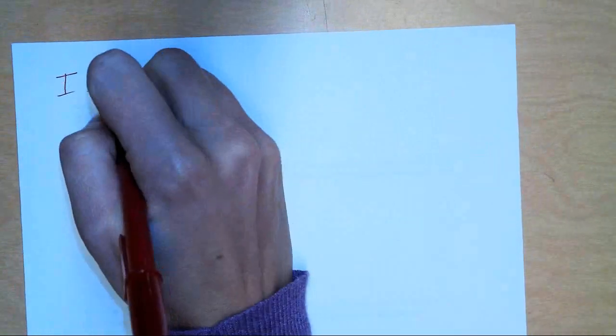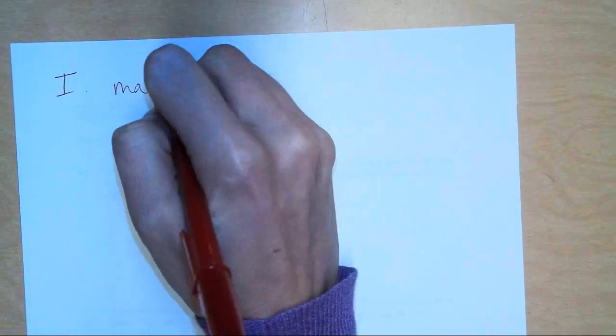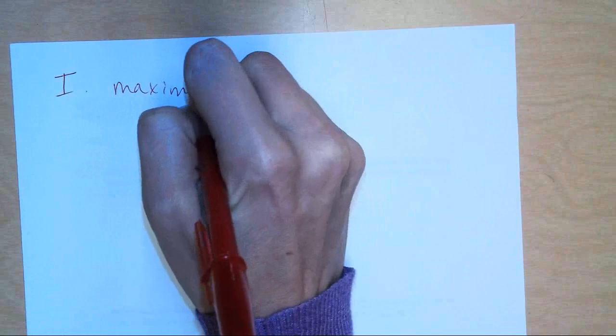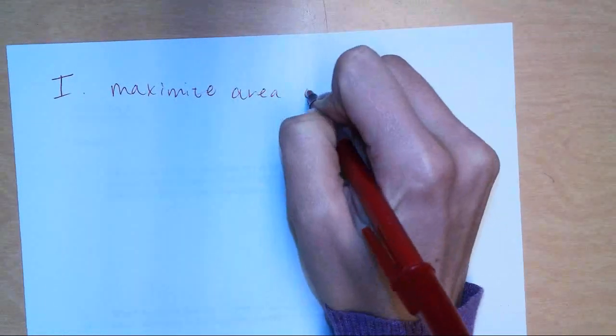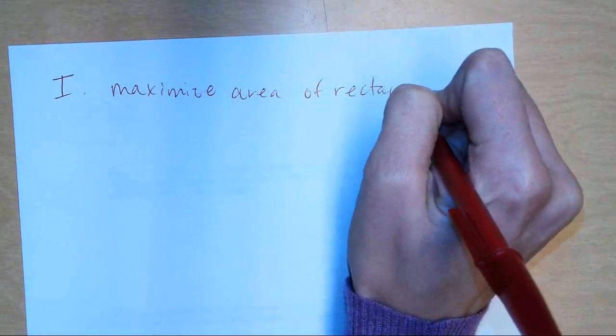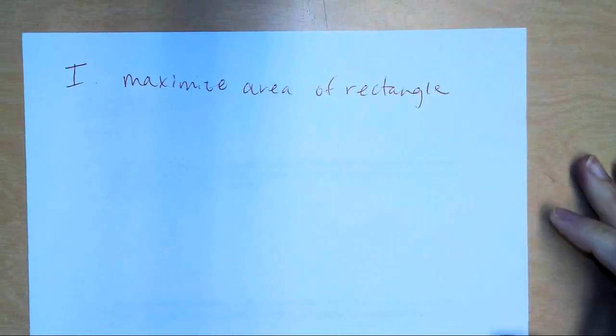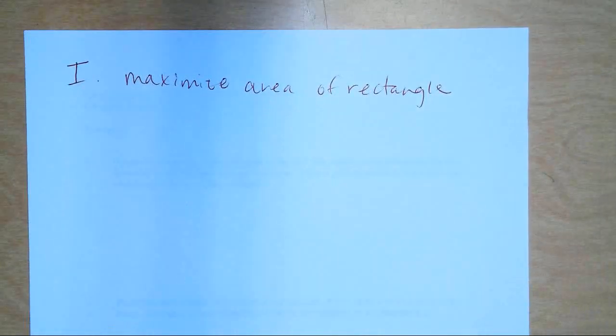Step 1 in the template says, what are we trying to maximize or minimize? Maximize area of a rectangle. I like for you to put the shape, because if you don't, there may be more than one shape in a particular problem, and you may start right off the bat wrong. So we want to write exactly what we're trying to maximize or minimize. Maximize area of a rectangle.